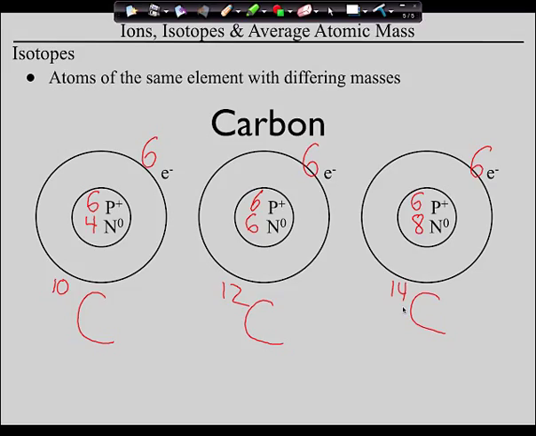So what about this? Because the average is above 12, what do you know about these relative amounts? There's more 14, right? Do you get the idea? There's more 14 than there is 10. Okay, so guys, do you understand the idea behind isotopes? Isotopes are atoms of an element that have different masses. In, for example, carbon, there are 3 different isotopes of this element. They have different masses because they have different numbers of neutrons.